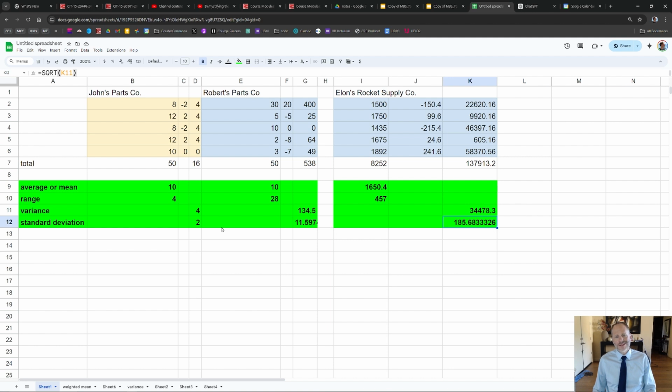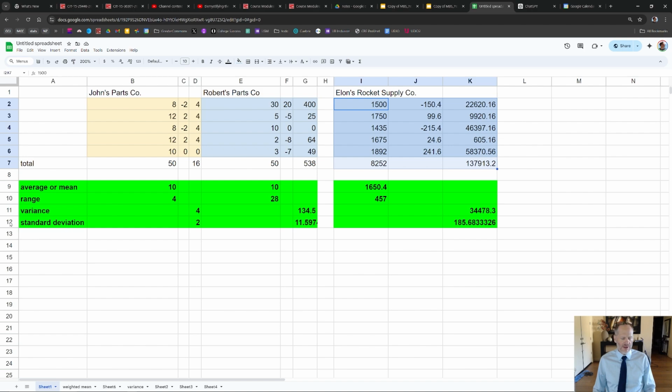Well, this is kind of hard to compare 2 to 11.6 to 185, because these are at different scales. For normal screws, nuts, and bolts, we could go to John or Robert, and these are the kind of days it takes to get our stuff once we've placed an order. But over here, we're really talking about years. These were on the scale of days, and there were so many days, we really start thinking about them in terms of years when we order a rocket. And so we need some way to normalize standard deviation between data sets where they have different scales, like just a few days or many days. How do we normalize that?